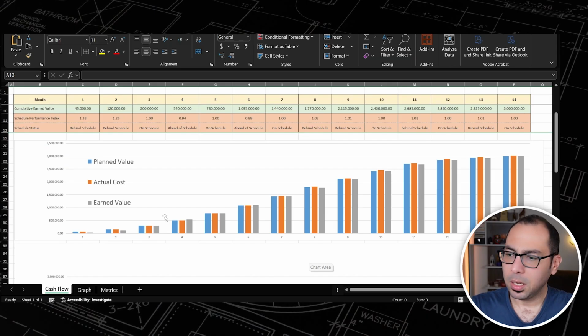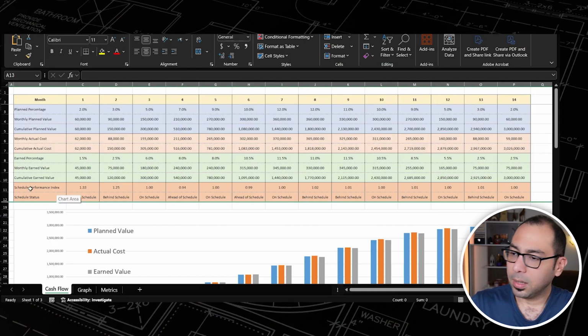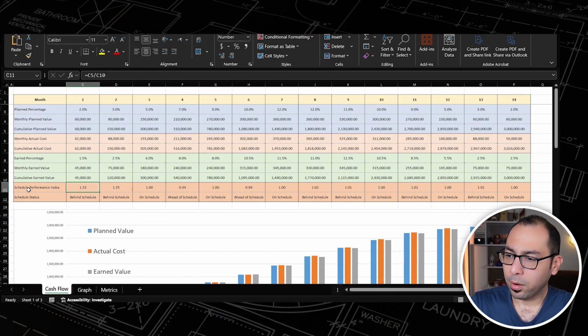And as we can see here, we have our chart or our S-curve, and we have the planned value and the actual cost and the earned value. So every month we can compare these three numbers and see how we are performing. And this will take us to the next point, which is called the Schedule Performance Index. And as you can see here, I have another two rows, the Schedule Performance Index and the Schedule Status.